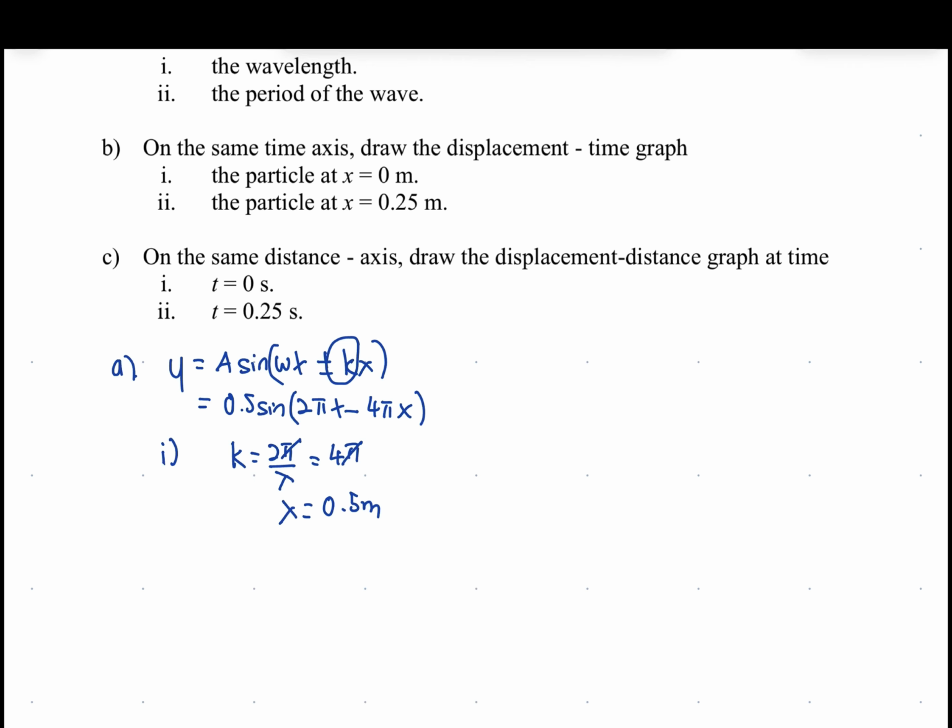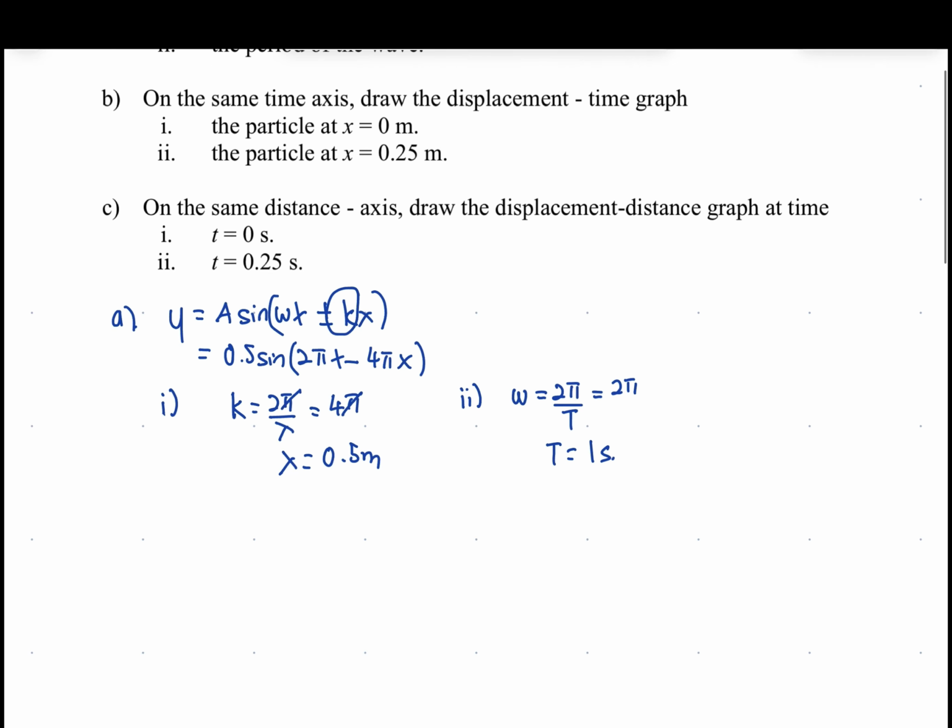Right? A2 asks us to find the period of the wave. The period of the wave we can compare directly with omega in the equation here. We know that the equation for omega is equal to 2π over T, and the value of omega from the equation is 2π. From here, I'll be able to cancel out, and I'll end up with a period of 1 second.